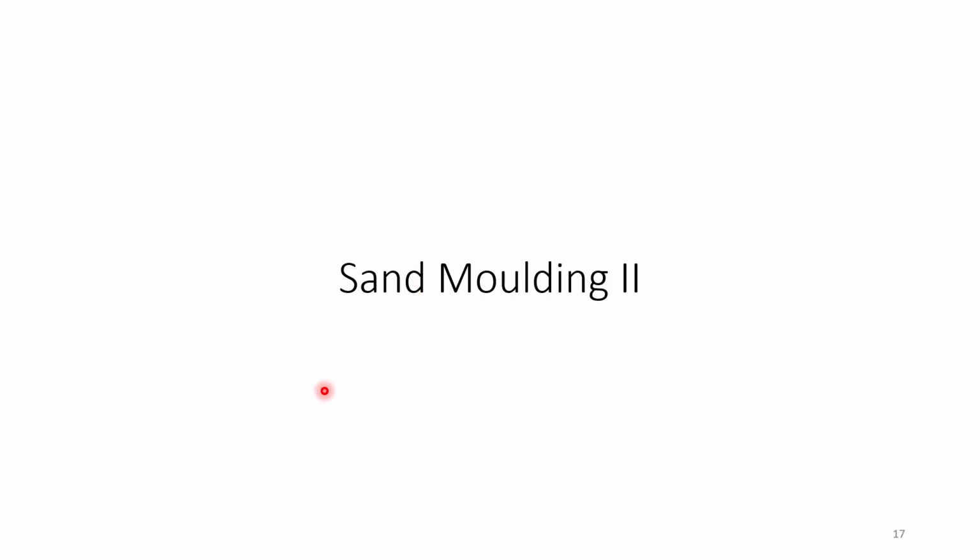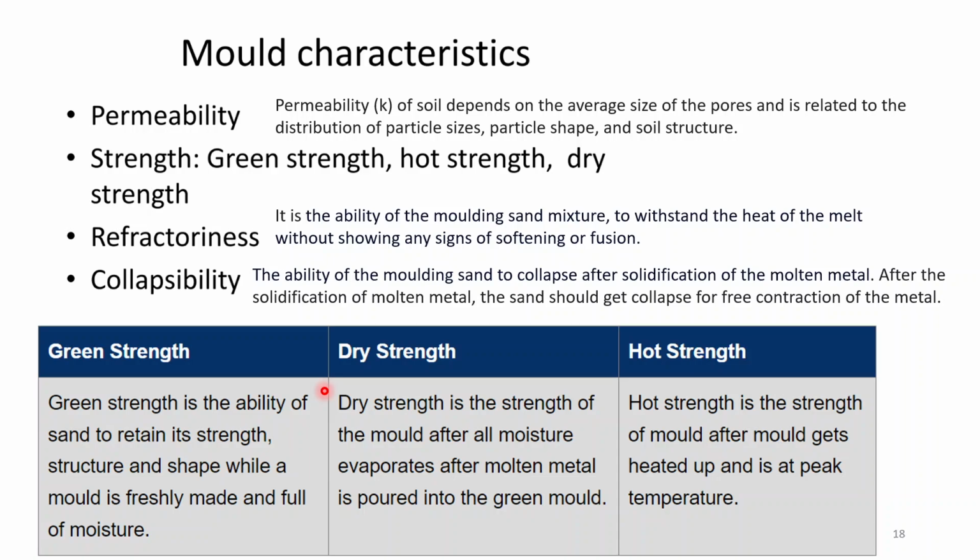Now we'll go through some lecture notes, which will be helping you in solving your assignment. So first lecture is sand molding. In the previous class also I told this. Firstly you have mold characteristics. These all are related to the sand. Your sand should have good permeability, good strength, good refractoriness and good collapsibility. And what all these properties mean, those are given here.